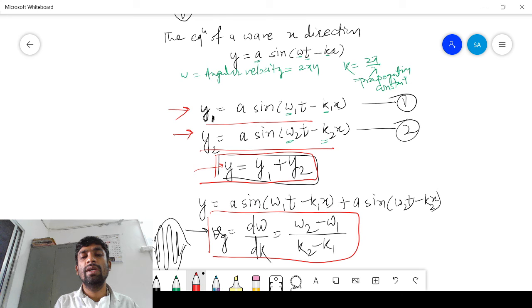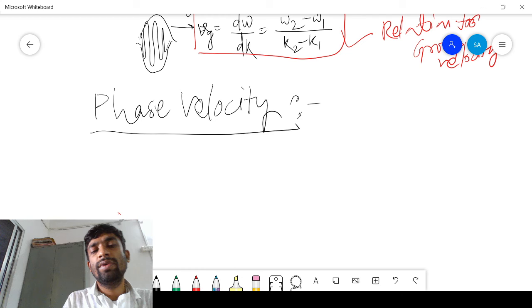Now we will go for the phase velocity. Here we have to find the relation for phase velocity. Now what is the phase velocity? The phase velocity is the velocity of a single wave or wave component of a group wave or wave packet. So this is the velocity of a single wave.